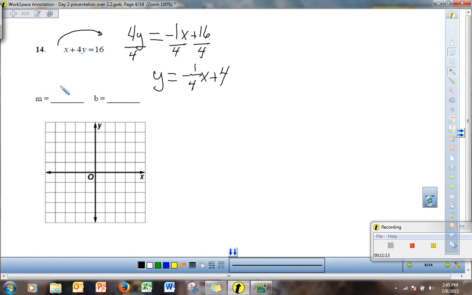That means my slope is negative 1/4. Looks like my y-intercept starts at 4. To graph it, start up here at 4. My slope is negative 1/4, so my two choices, down 1 over 4, or up 1 over 4.